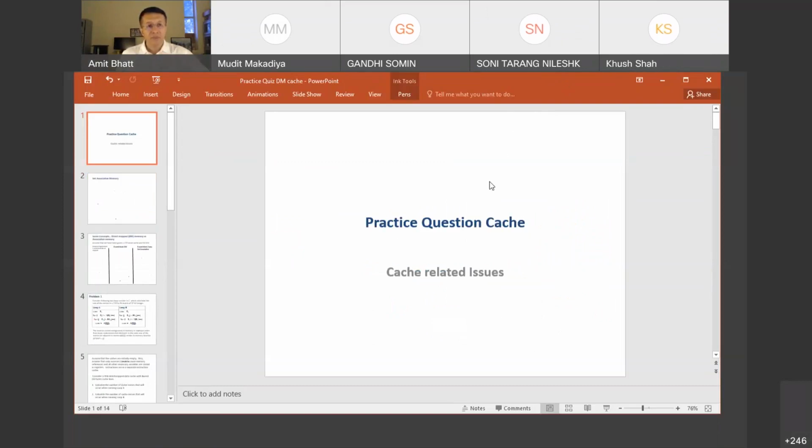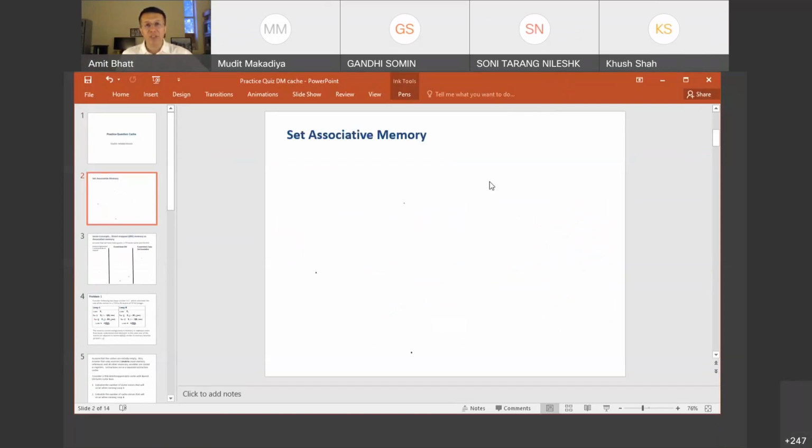So before we come to this practice question, which would explain the actual principle of why writing a program in a particular way is more important, and what we call how to write a cache-friendly program, let us discuss the last topic in this structure, and that topic is called set associative memory.